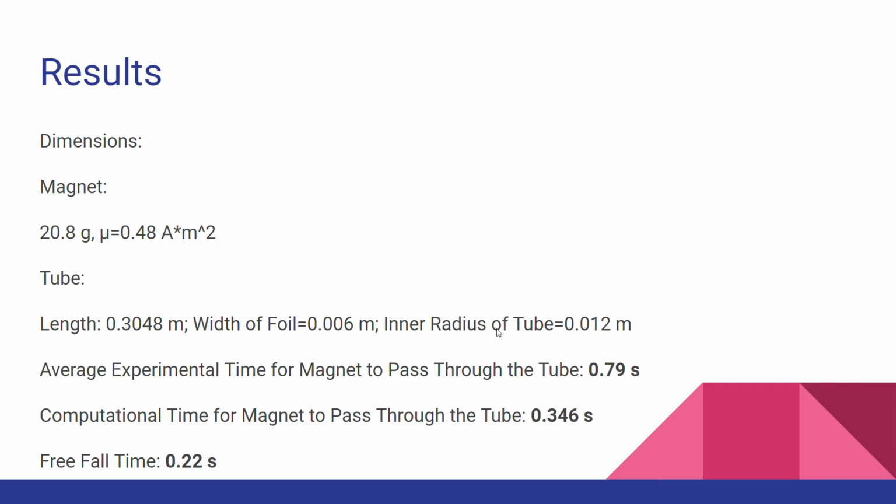For my results, here you can see the dimensions of my magnets and my tube. Here's the mu value, 0.48, that we calculated from Lab 3. Experimentally, I found the average time for the magnet to pass through the tube was 0.79 seconds. My computational time was found to be 0.346 seconds, and my free fall time was found to be 0.22 seconds.